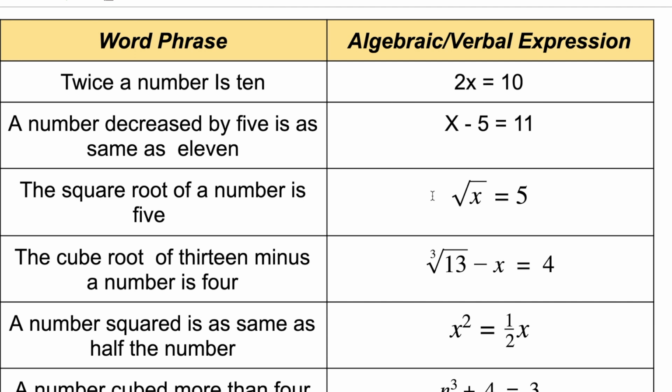A number decreased by 5. So x minus 5, because it's decreased by. I shouldn't flip it. It's already the original number, the number x. A number is decreased by 5 is as same as 11. As same as means equal. So x minus 5 equals 11.